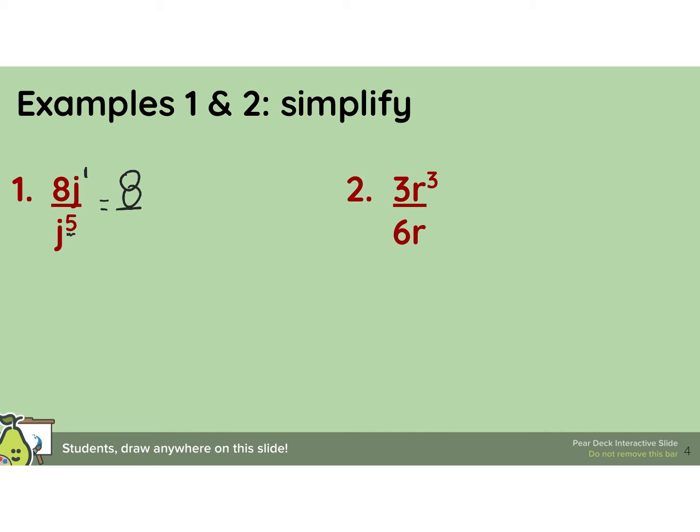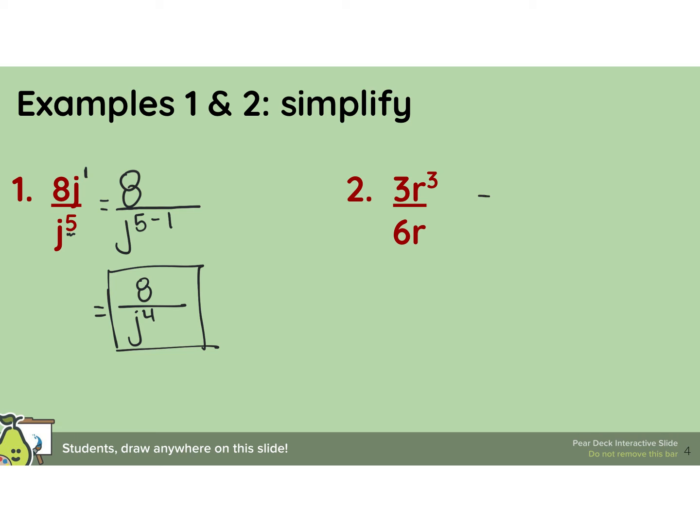We always subtract from the larger, so we're going to do 5 minus 1, and it's in the denominator. So our final answer is just an 8 in the numerator divided by j to the 4th power, and we're finished. So since the larger number was in the denominator, it stays in the denominator, our variable and our exponent.